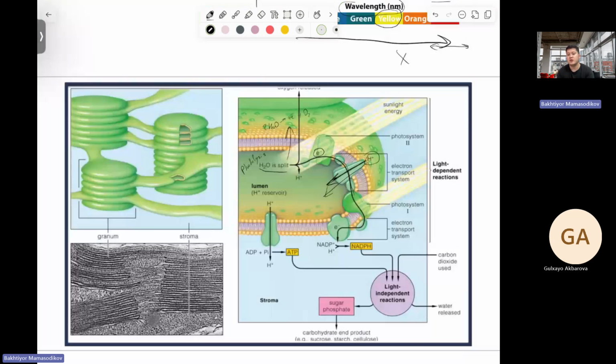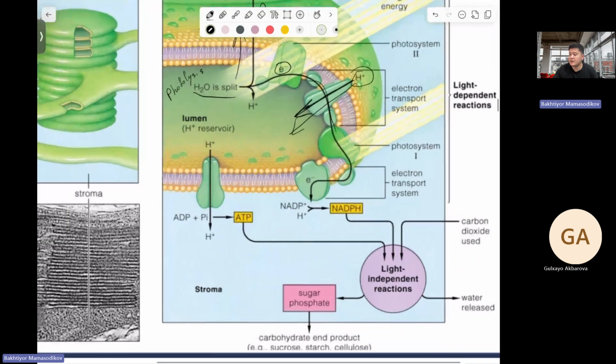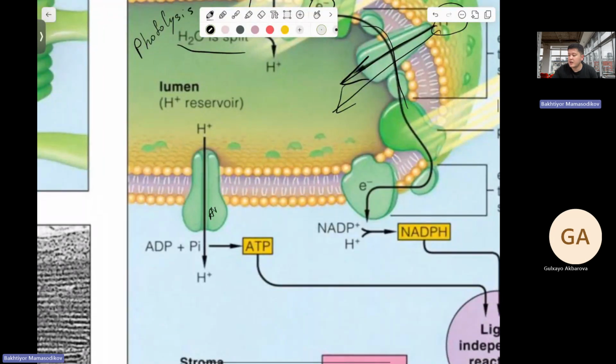The energy of the electrons is used to pump more hydrogen ions into the lumen. They create the proton gradient here. And the ATP is made by the ATP synthase. As you can see, this is the ATP synthase, and energy is created by ATP synthase.